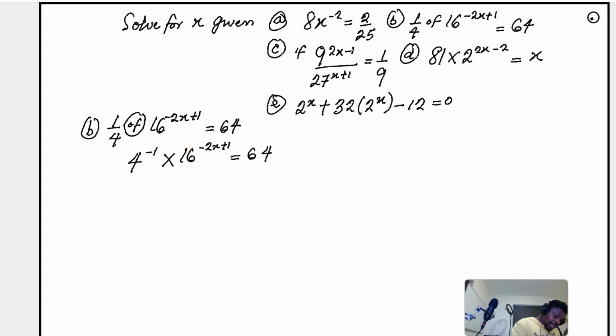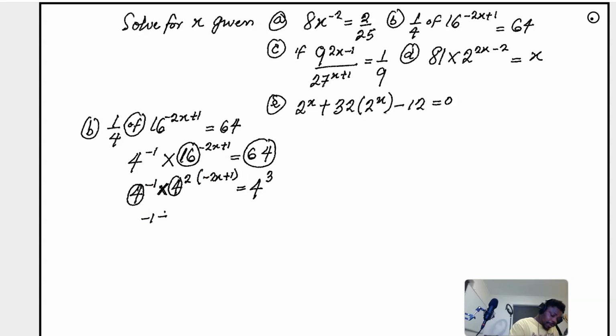Now, 16 can be in base 4 and 64 can be in base 4. So I can say 4 raised by minus 1 times 16 is the same thing as 4 raised by 2. That is 16. So I have minus 2x plus 1 in bracket. 64 is the same thing as 4 raised by 3. That means 4 multiplied by itself 3 times. That is 64. So here, base 4, right? They are multiplying, so you add the powers together. So minus 1 plus 2 bracket minus 2x plus 1.